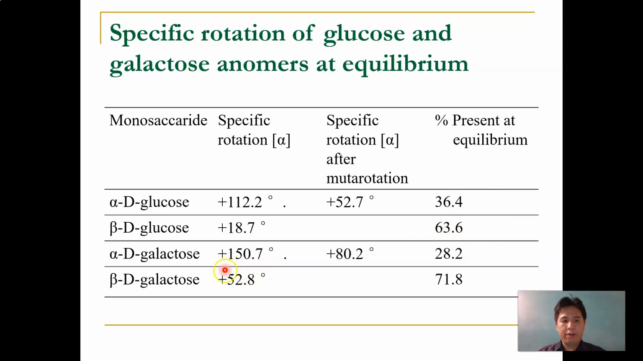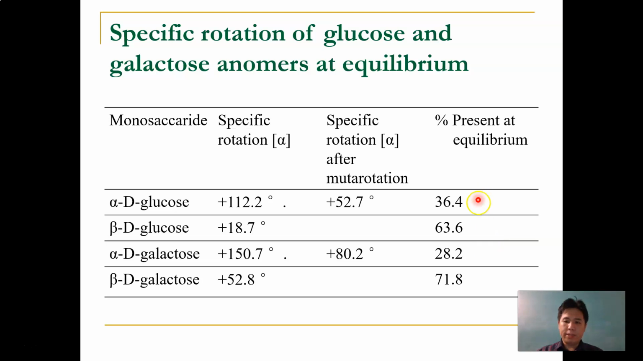Galactose is a bit different. Alpha is again higher than beta, but after time it becomes 80.2. So the values are different from glucose. And another thing about galactose, how it's different from glucose, is that at equilibrium, galactose alpha is only 28.2% and beta is 71.8%. So the percent at equilibrium varies from sugar to sugar. Different sugars will have different percent at equilibrium.